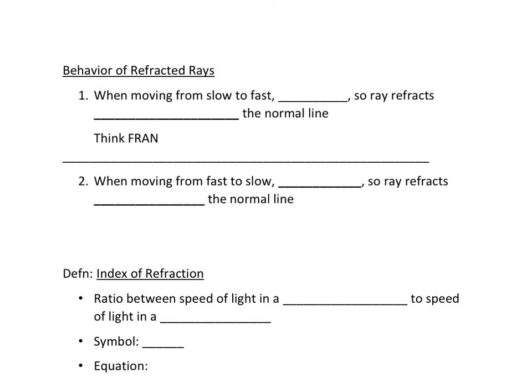So let's look at how light rays behave when they move between different mediums. And this is something you're just going to have to know. If you're moving from slow to fast, what's going to happen here? Your angle of incidence is going to be less than your angle of refraction. Your ray is therefore going to refract away from the normal line. So think Fran.